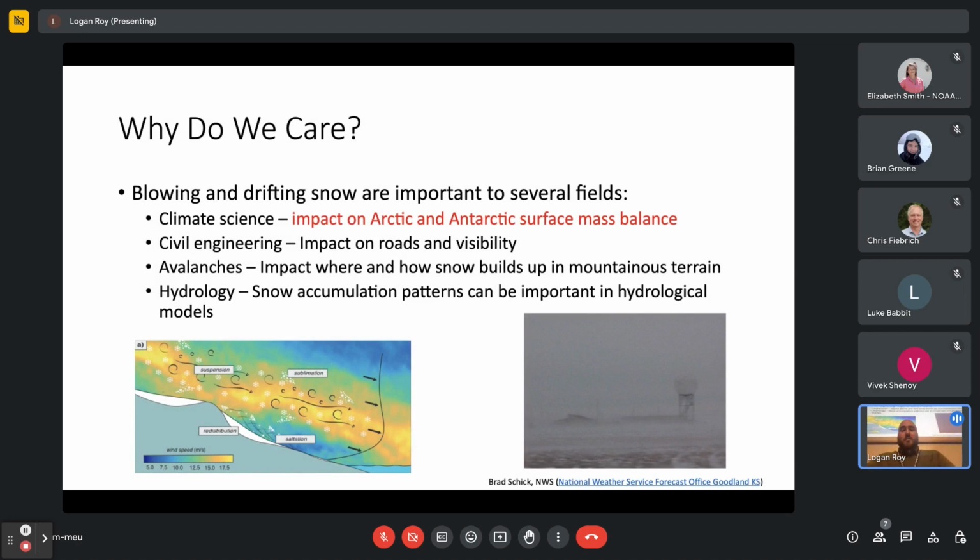It's important in several different fields. Climate science, it's important for how it impacts the Antarctic surface climate balance. That's sort of the main motivation for that work, the context that we're looking at. But it also shows up in several different fields, including civil engineering, the impacts on roads and mobility, and hydrology, having snow accumulation patterns affect both of those fields.